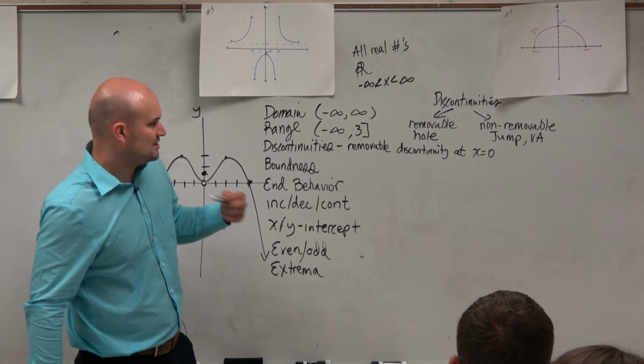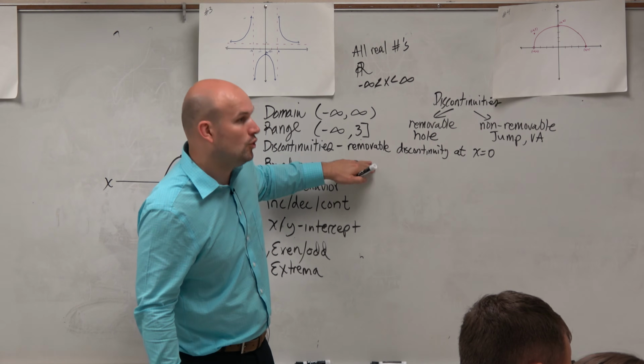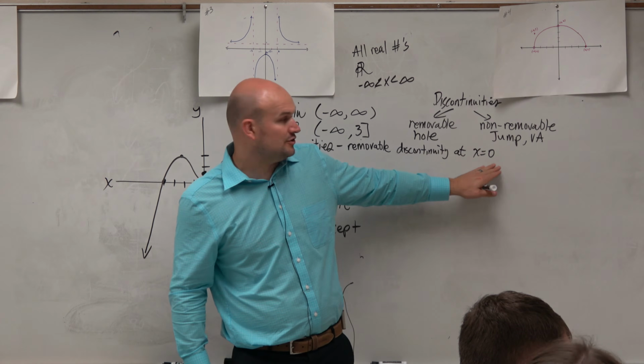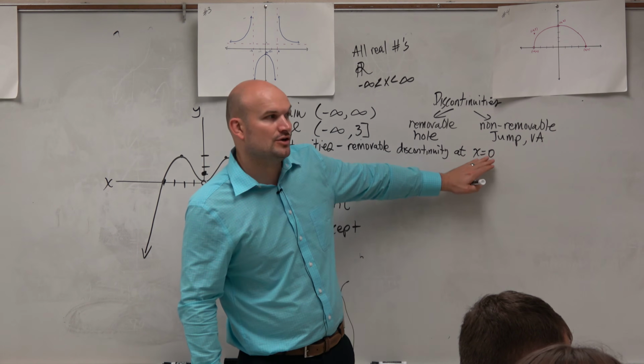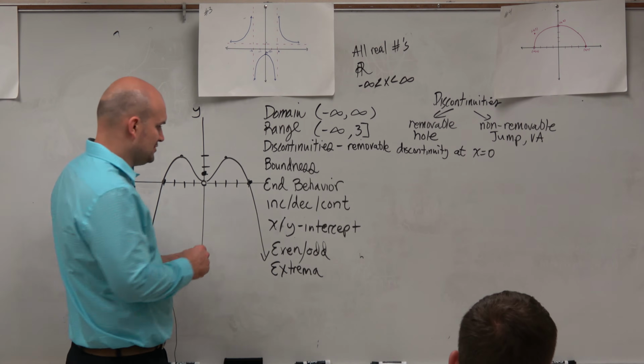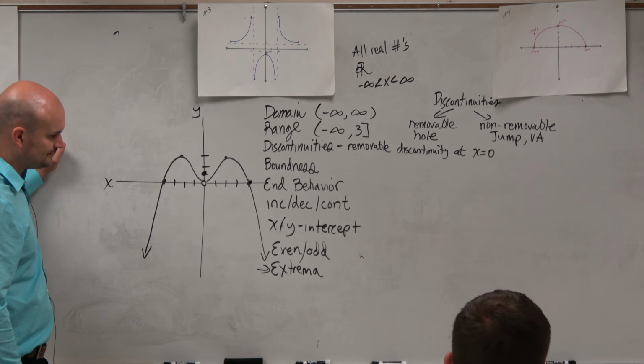The main thing I want you guys to understand is this is a removable discontinuity. So you could say it's a hole, which is removable. And there's a location of this discontinuity, which is the x value at 0. All right? I'm actually going to skip ahead to Extrema because Extrema makes boundness make sense.